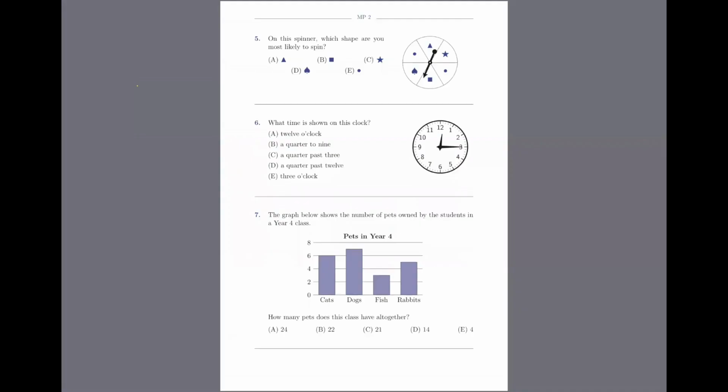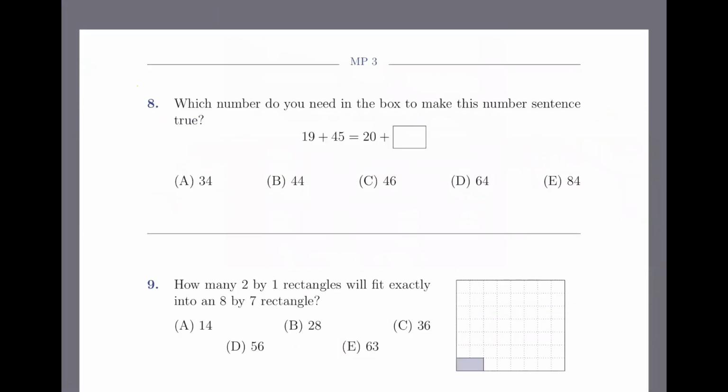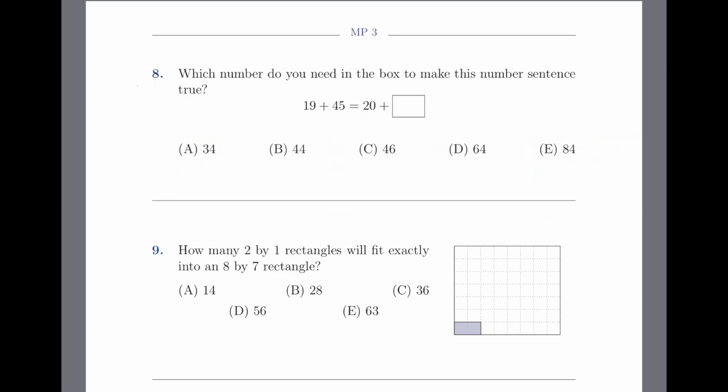Okay, let's move on to the next question. Which number do you need in the box to make this number sentence true? Let's solve the left side first. 19 plus 45. That is 4 over here, 1, 6, 64. So the left side is 64.